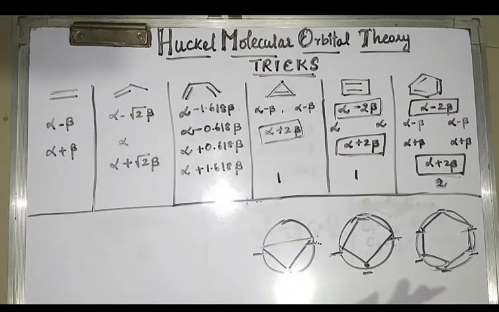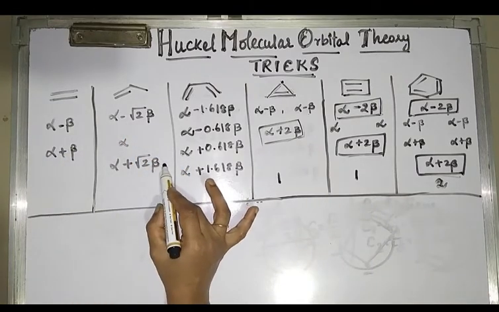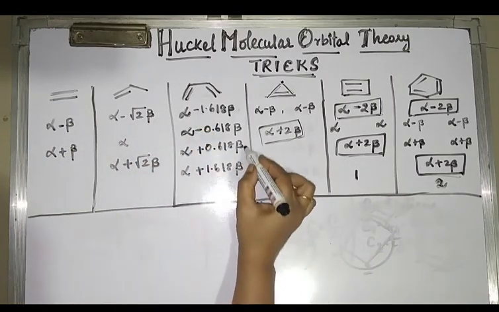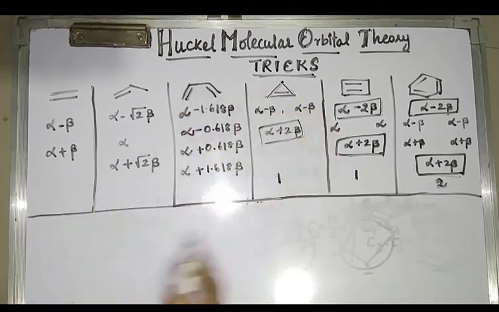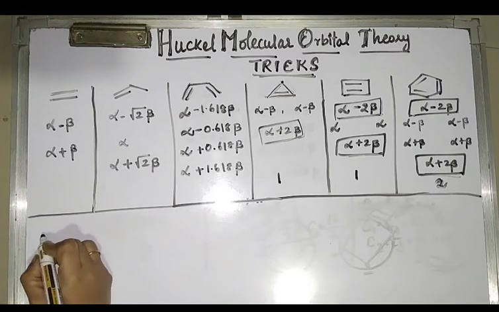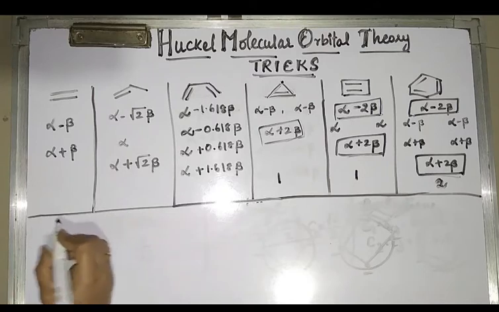And the second one I'll tell you. Here E1, E2, here E1, E2, E3, here E1, E2, E3, E4. According to the number of carbon atoms, that many energy levels are there. I already said how to write the psi function, the wave function, and how to write the equation. In that, one more trick is there. This is the second trick.